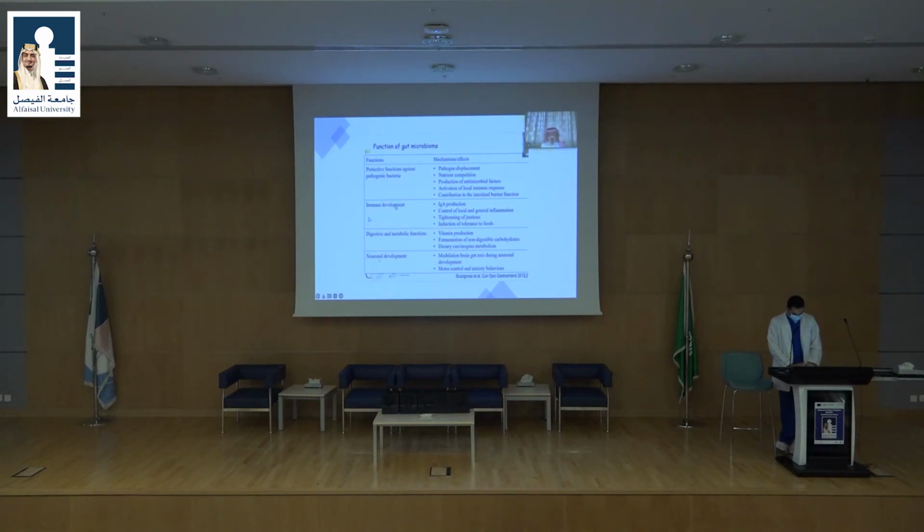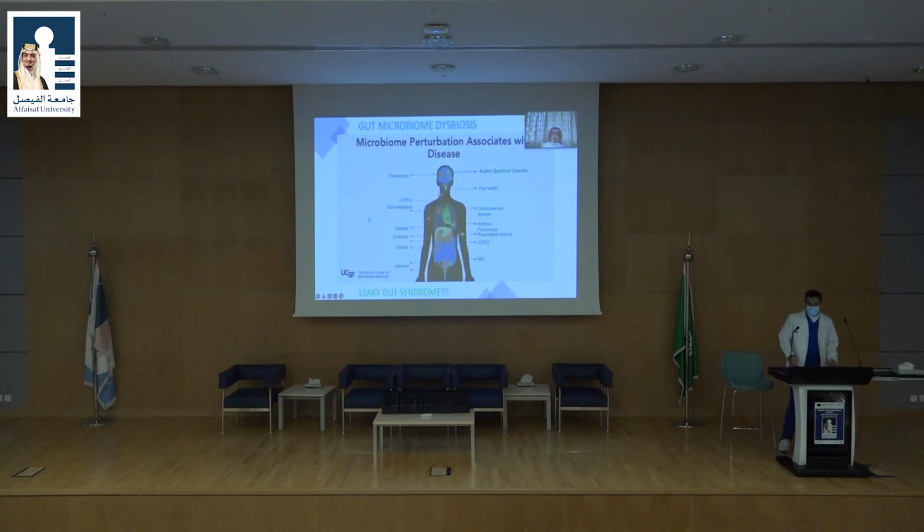It interacts with our immune system and leads to development of a normal immunological system or an abnormal system leading to chronic diseases. It is very important in digestion and metabolic functions, and it has a very great role in our neural development. So, what does gut microbiome disease or dysbiosis or perturbation do to us?